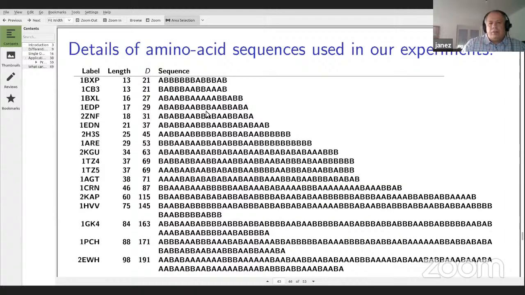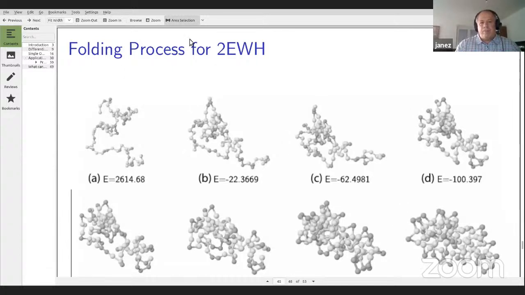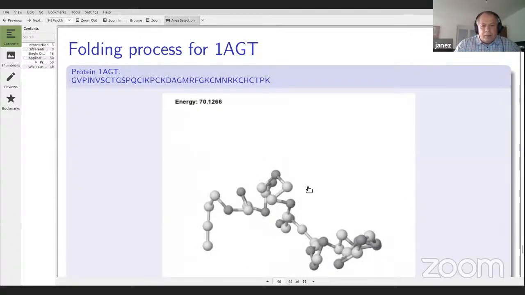What we have here is a sequence that represents amino acids, also some names and labels and so on, and the length. Now our goal is how this sequence is folded inside three dimensions. At the beginning we have something like energy 72, and it is not a very compact form. Using our algorithm here, the hydrophobic amino acids are outside and the hydrophilic ones are inside. And then I hope here we also have a video of how it works inside our optimization.